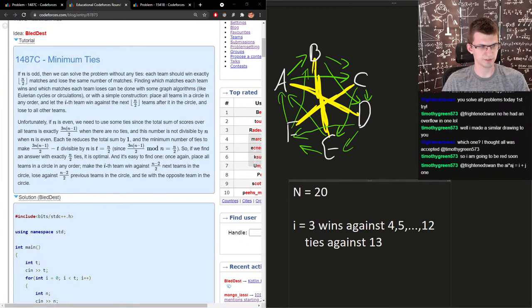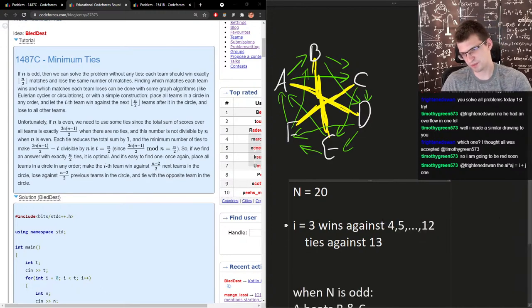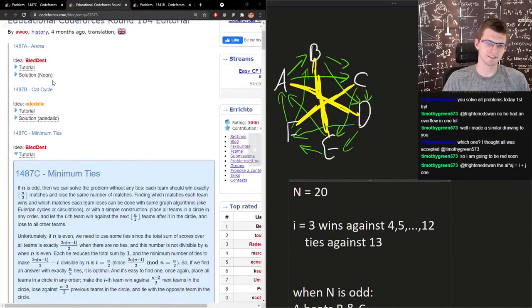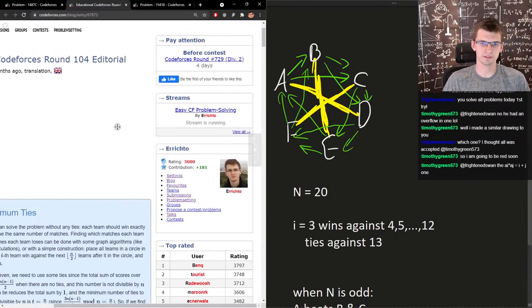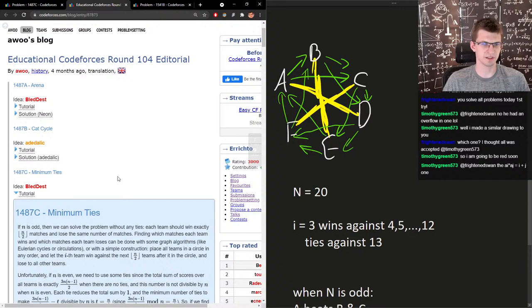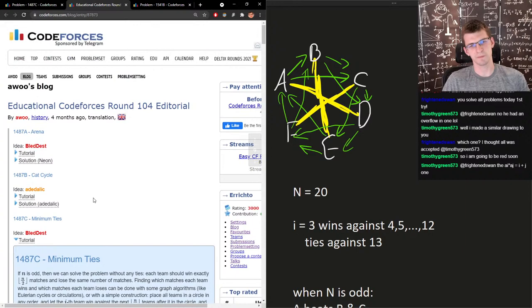I solve all problems today first try. That's not true. And Timothy is right, I had an overflow. That being said, I don't think it's that common to make mistakes in those easy problems. You can look at standings of any Codeforces rounds and check how, let's say, red coders do in Division 1A. Because today we're solving problems of difficulty Division 1A, I guess.